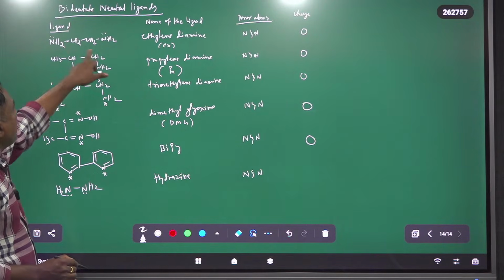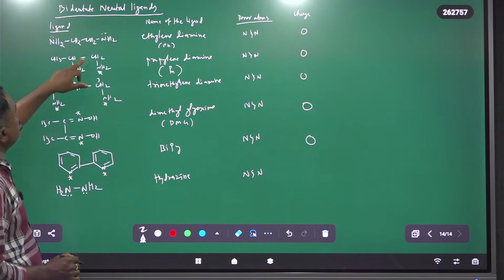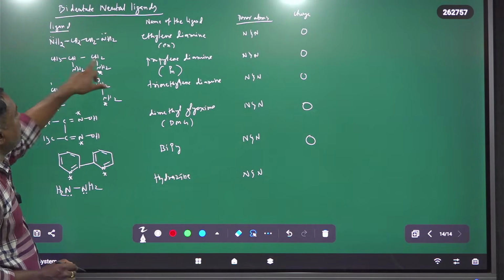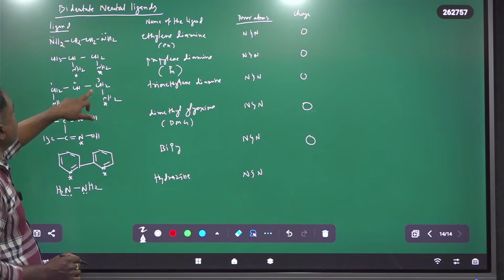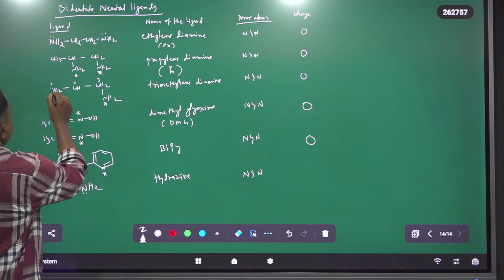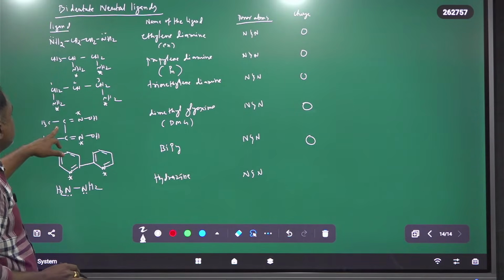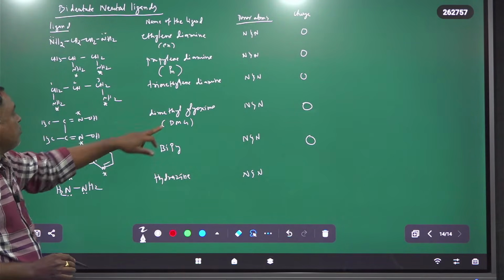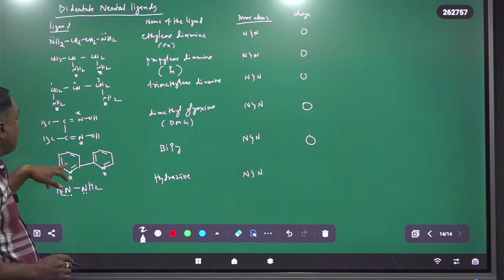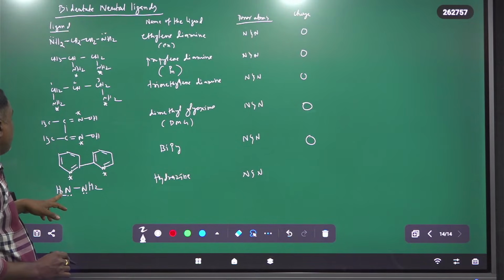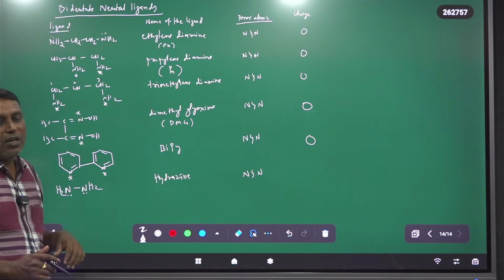So one is ethylene diamine, this is propylene diamine, the IUPAC name of which is 1,2 diaminopropane. This is 1,3 diaminopropane, suppose this is the 1 and this is the 3, or trimethylene diamine. This is dimethyl glyoxime, abbreviated DMG, this is bipyridyl or bipyridine, BIPY, and this is hydrazine. All these come under bidentate neutral ligands.